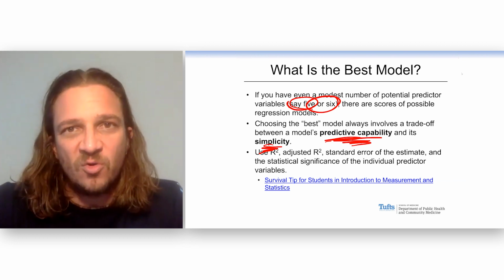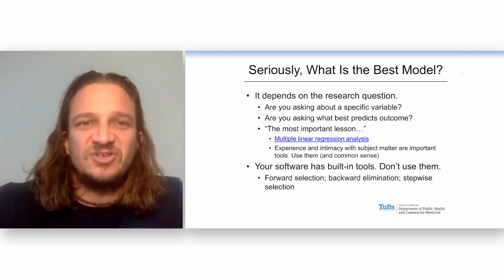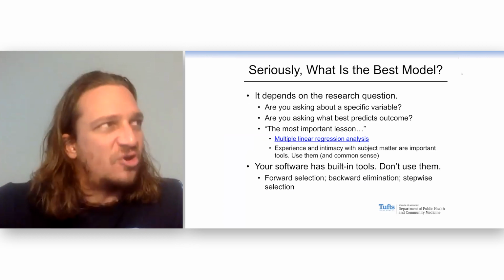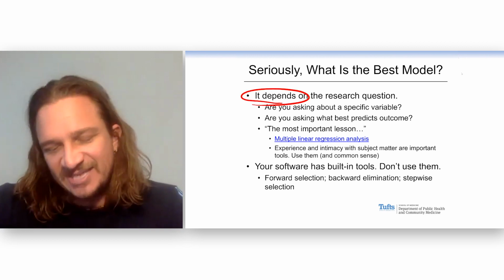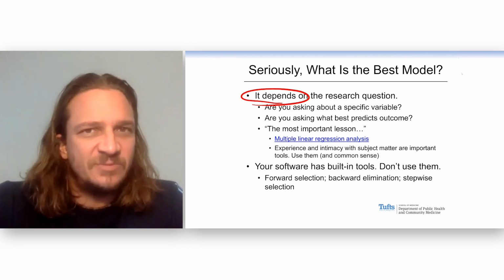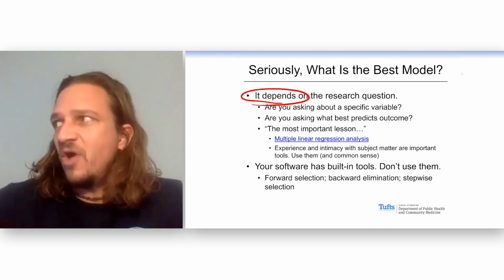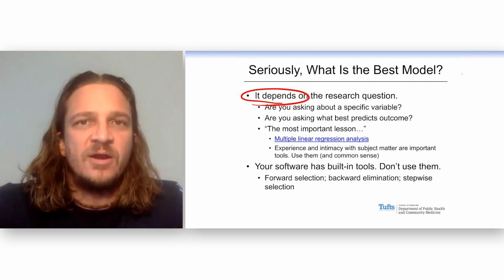This sometimes is a harder question to answer than you might think. You might say, seriously, what's the best model? Just tell me. The answer, of course, it's a good question. The answer to every good question is it depends or it doesn't matter. In this case, it depends. Are we asking about a given predictor and how it's related causally to the outcome? Or are we trying to say what best predicts the outcome? I can throw anything into the model that I want.